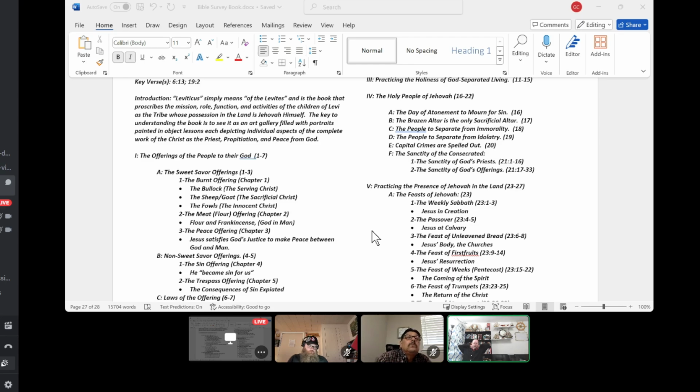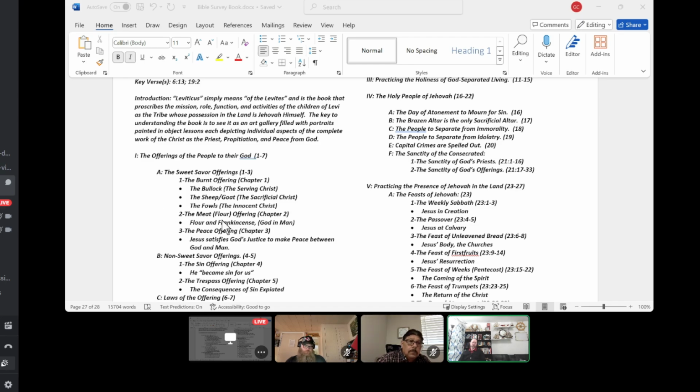They might use them in the field. They might use them to move things in carts. They might use them for transportation. They might use them as a food source. But the bulls, all the cattle, essentially served the people of Israel. And so they picture Jesus in the sacrifice of a bullock as the serving Christ. The sheep or the goat typifies Jesus as the sacrificial Christ, the substitute sacrifice. And that's why so many of the feast days involve the offering of sheep or goats.